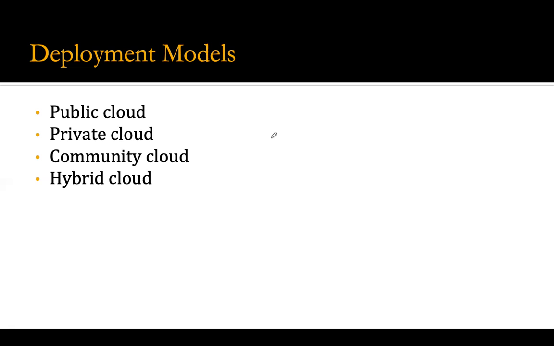Deployment models mean how we are looking at our cloud infrastructure and what our requirement is. Based on our requirement, we design the cloud. When we design the cloud based on our requirement, this is nothing but your deployment models. So we have different deployment models, meaning any user who wants a different type of cloud can deploy it.